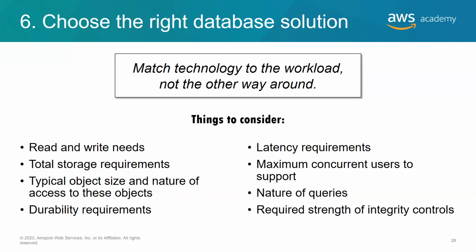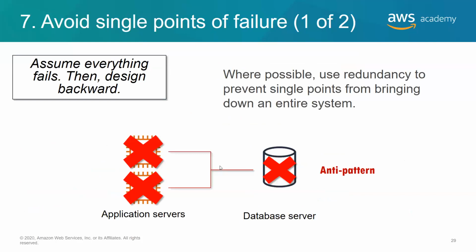How many reads and writes do you need? What is the total storage requirement you have as of now? What is the object size, and the nature of the access to these objects? What is the durability? Durability 99.99%, how much is needed here? Latency required, meaning less time. How much throughput are you going to get? Then the maximum concurrent users to support, and the nature of queries, what kind of queries you're going to give, the required extent of integrity control. All these things you're going to consider to choose a database, right?